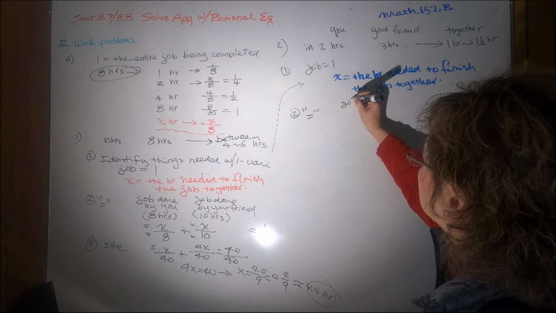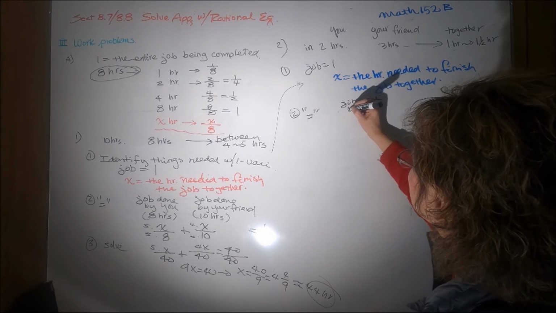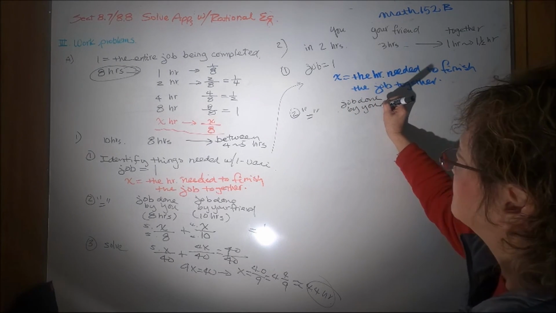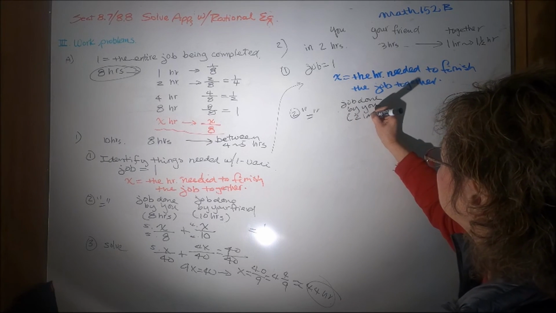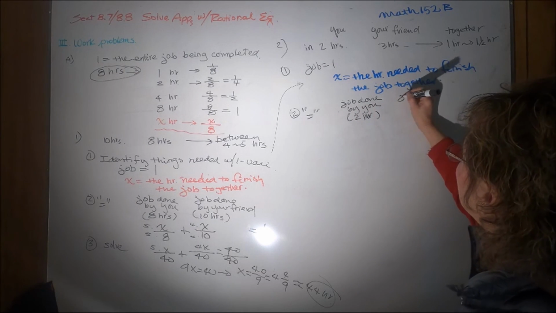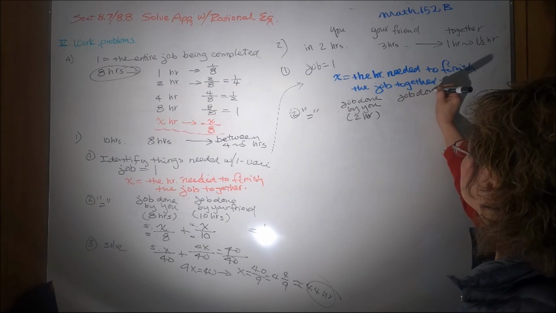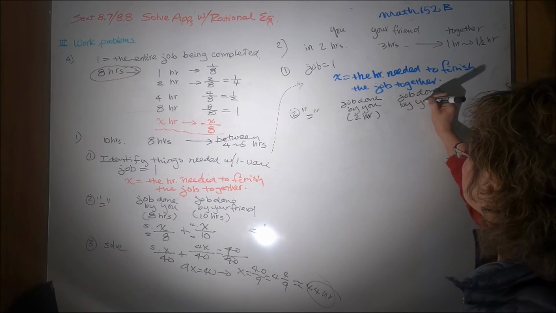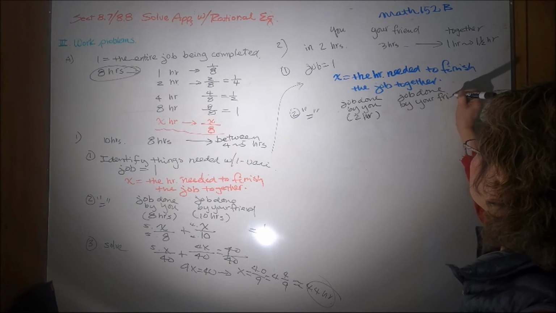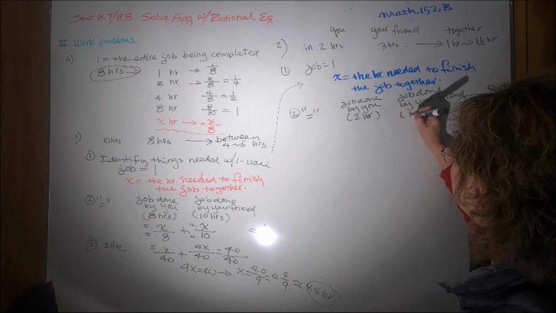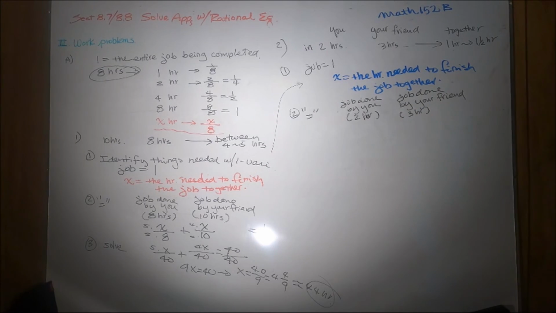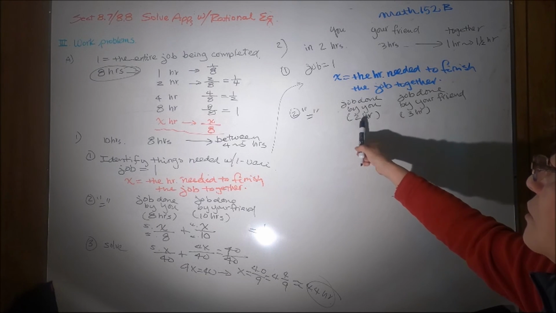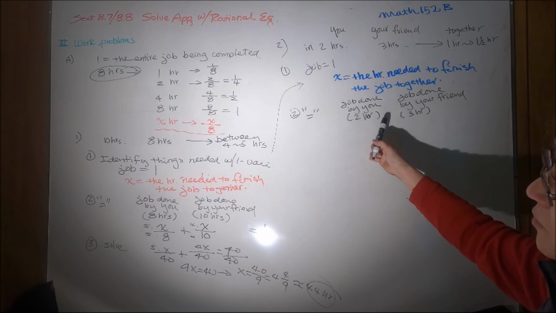So it says the job done by you to finish, right? You can do it in 2 hours. Then the job done by your friend, if she can finish in 3 hours, right? Then for x hours, how much can be done by each of you? So 1 hour would be half, 2 hours would be 2 halves. That would be 1, right?